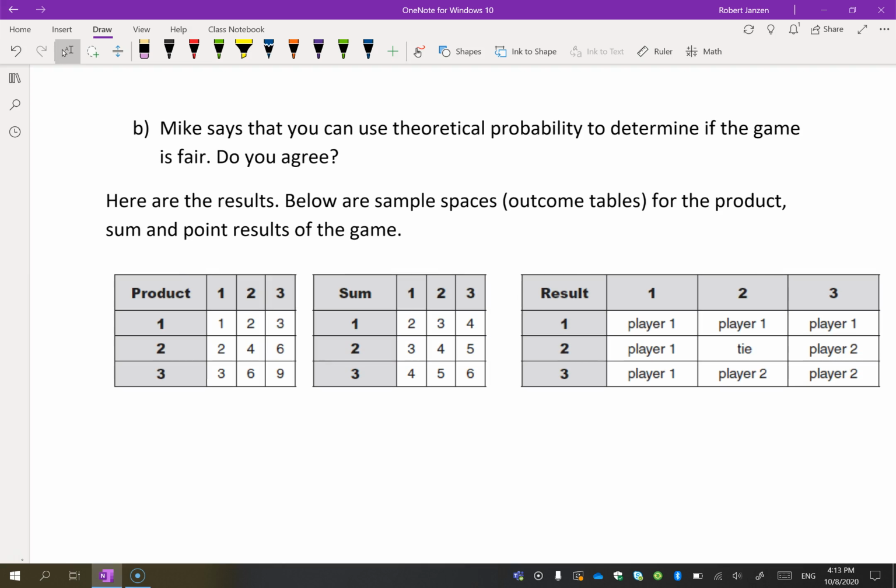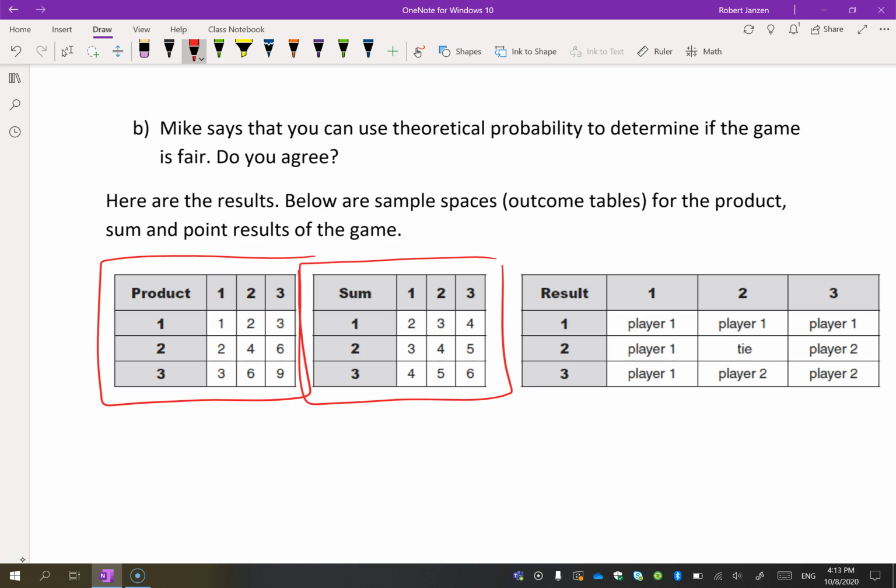Here are the results. So this is what, if you take those pieces of paper, all right, these are the possibilities. We could pull out a 1 and a 1, and the product would be 1, and the sum would be 2. Okay, and these are all the possible things that could happen.